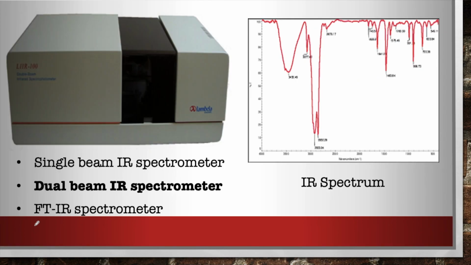Infrared spectroscopy involves the interaction between infrared radiations and the sample. This interaction takes place within an instrument which is known as IR spectrometer or IR spectrophotometer. There are three types of IR spectrometer. The first one is single beam IR spectrometer. Second is dual beam IR spectrometer. Third is FTIR, where FT stands for Fourier transform IR spectrometer.